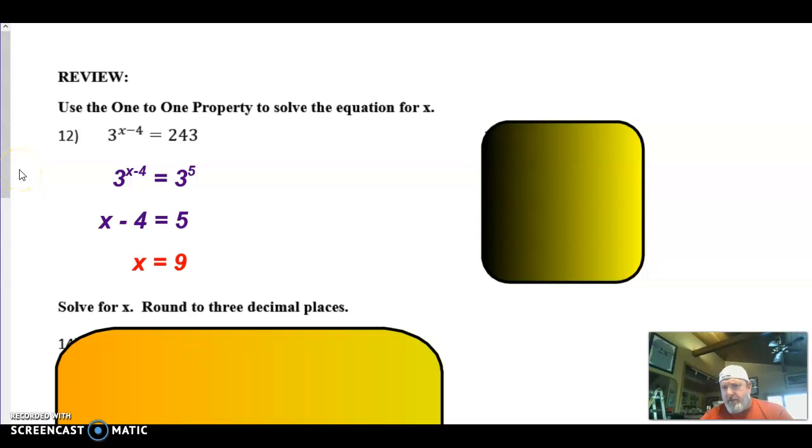One-to-one property. So a little bit of review here. Again, when you get these exponentials, you got to have the same base. So this is base 3. 243 can be written as base 3, 3 to the 5th. Once the bases are equal, then the exponents have to be. So x minus 4 equals 5. I'm going to add 4 here. All right, make sure you don't subtract 4. We're going to add 4, and x is 9.